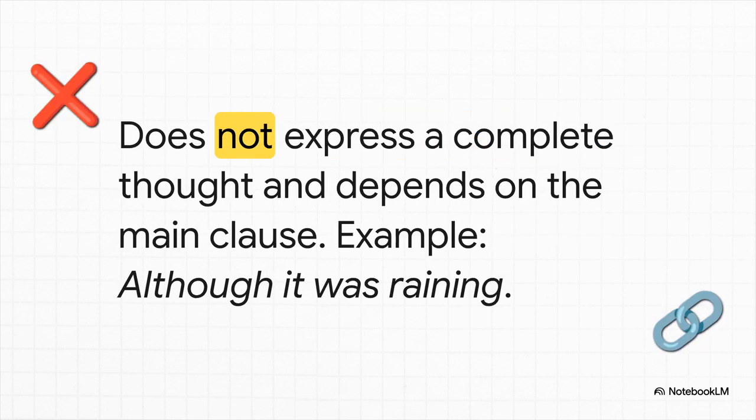And then we have the dependent clause. Now, this one has a subject, it, and a verb, was raining, but it kind of leaves you hanging, doesn't it? Although it was raining, what happened? It often starts with a word like although or because, which basically signals that it's waiting for more information. It just can't stand alone.